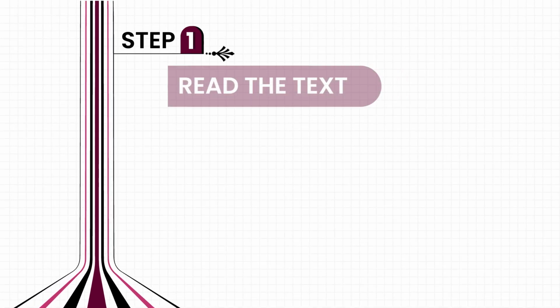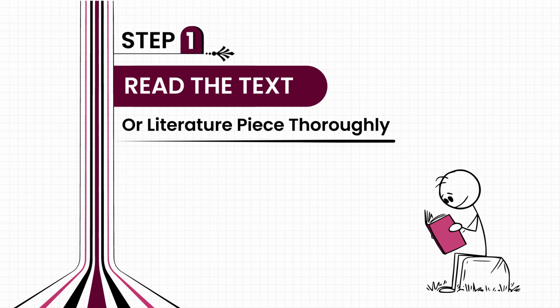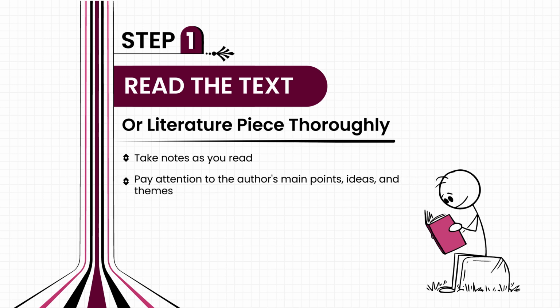Step 1. Read the text or literature piece thoroughly. Before you start analyzing the text, it's crucial to read it thoroughly. Take notes as you read, and pay attention to the author's main points, ideas, and themes.